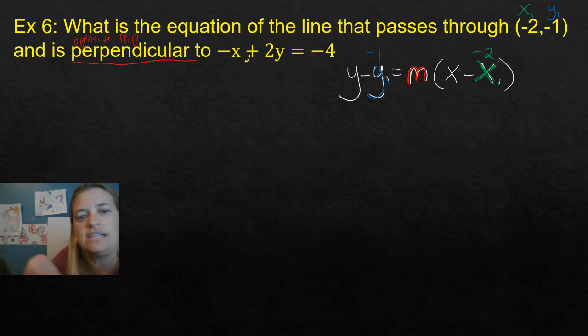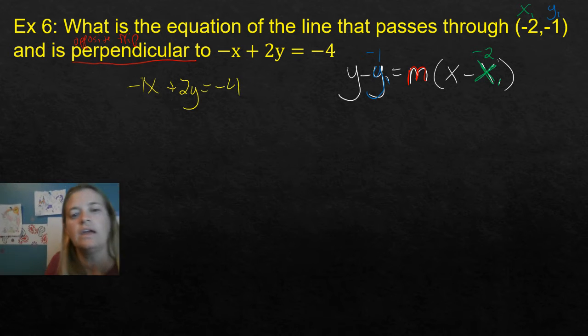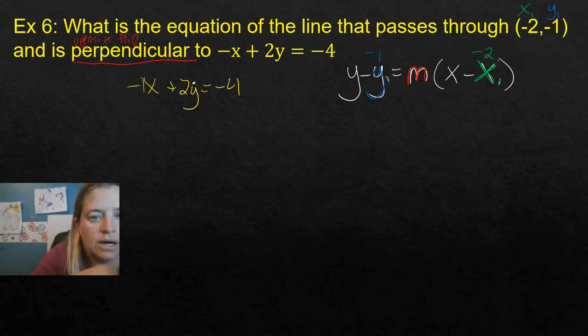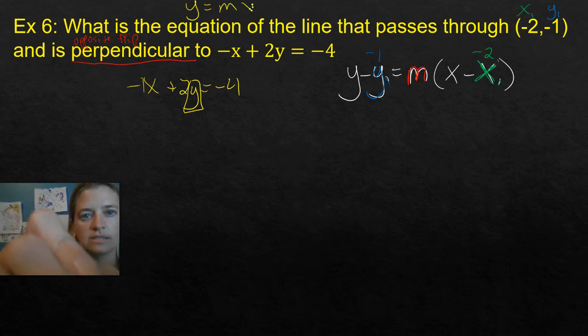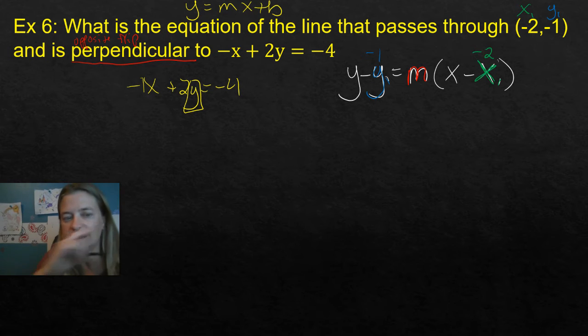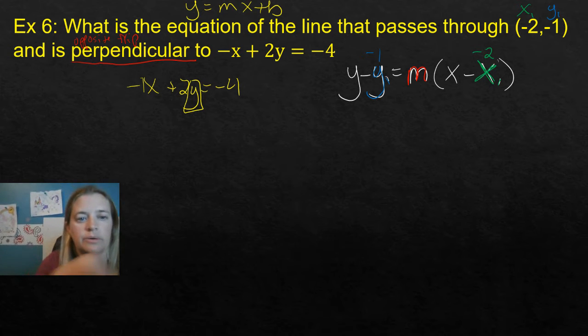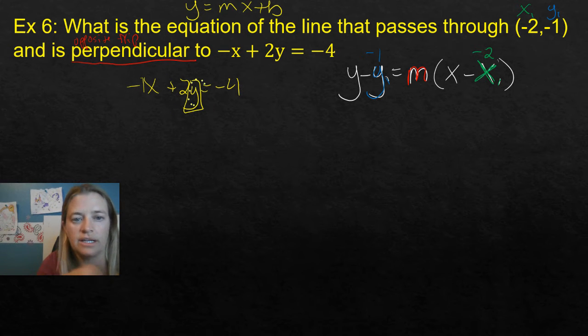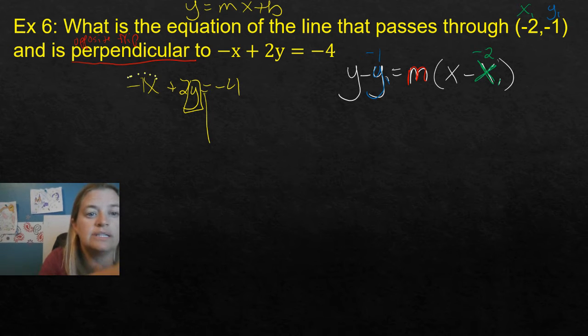All right, so I'm going to take that equation, negative x, and I like to put a 1 in front of there, plus 2y equals negative 4. And what we're going to do is we need to get the y all by itself, so it's in the form y equals mx plus b. That is called slope-intercept form. So we're going to take this equation and we got to get the y by itself. In order to do that, the first thing we need to do is we need to move this x.